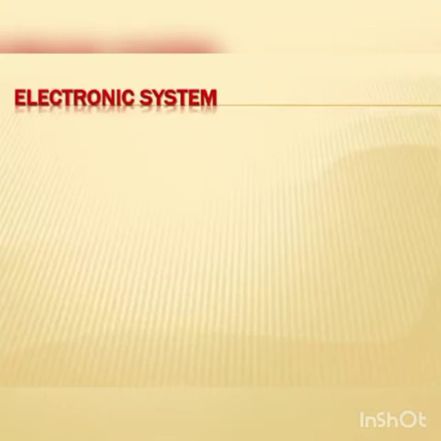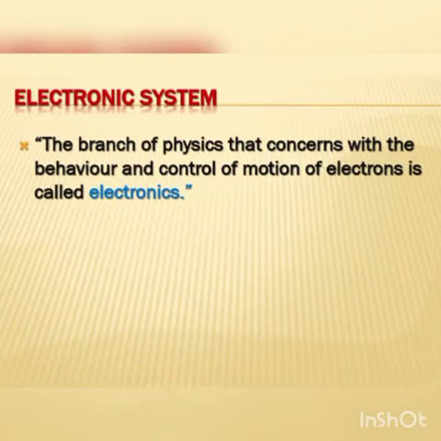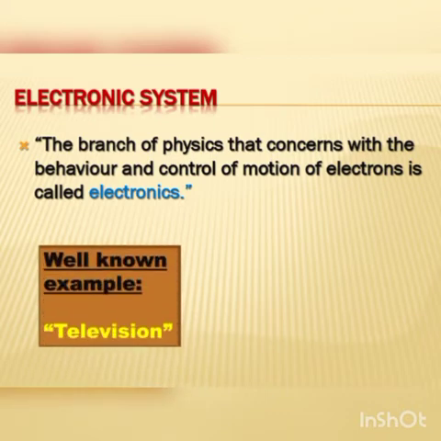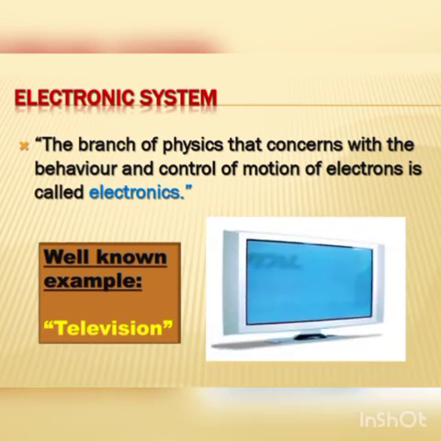Now we have to discuss the electronic system. What is it? The branch of physics that is concerned with the behavior and the control of motion of electrons is called electronics. And the well-known example of an electronic system is the television. Here is the example.